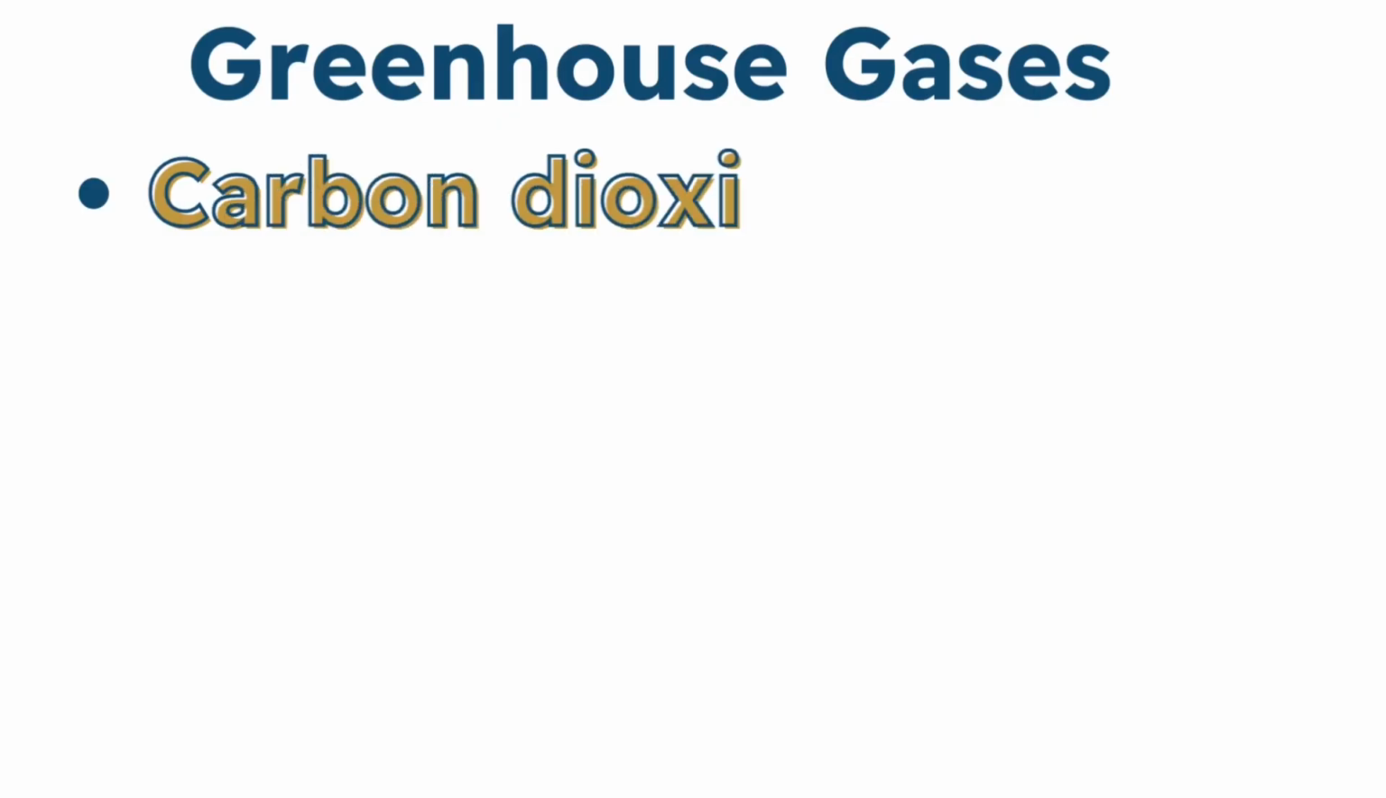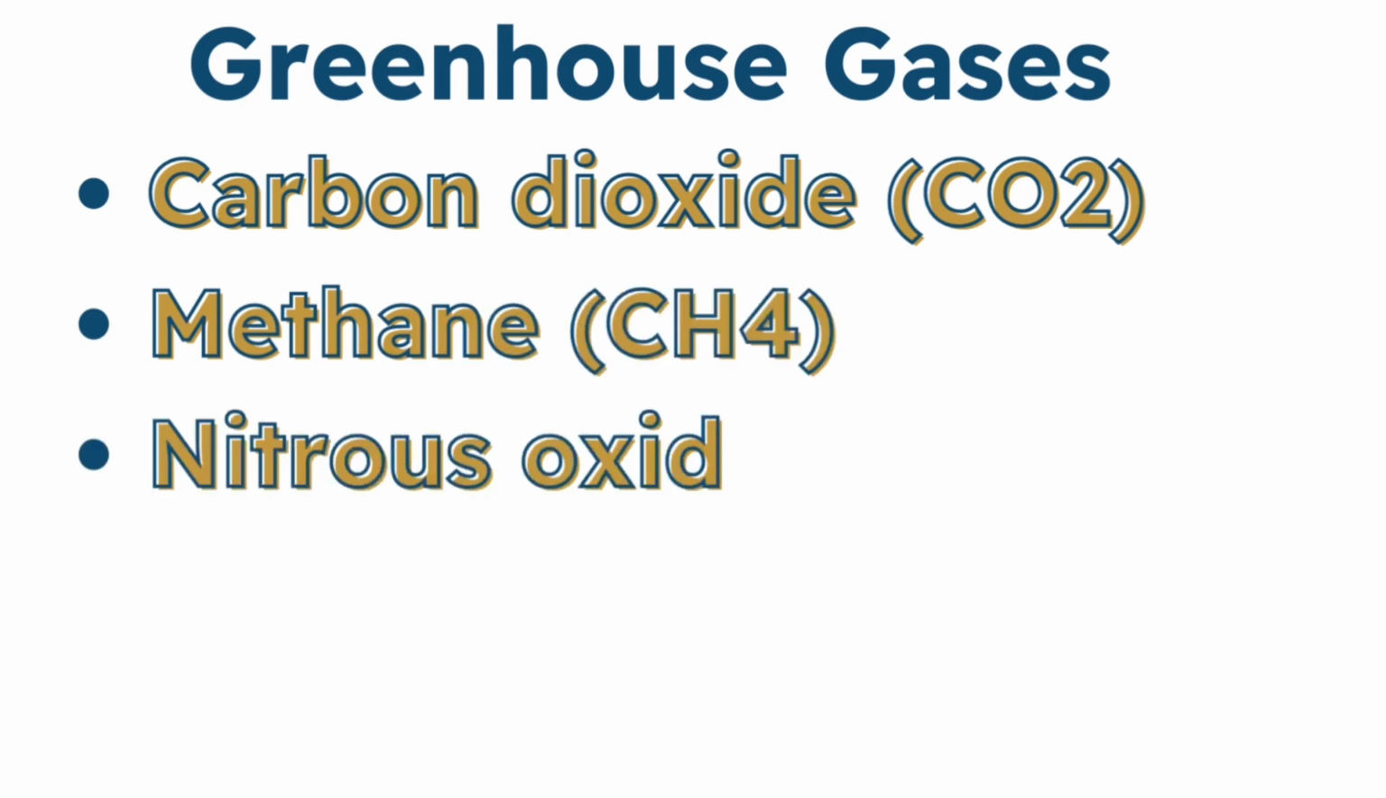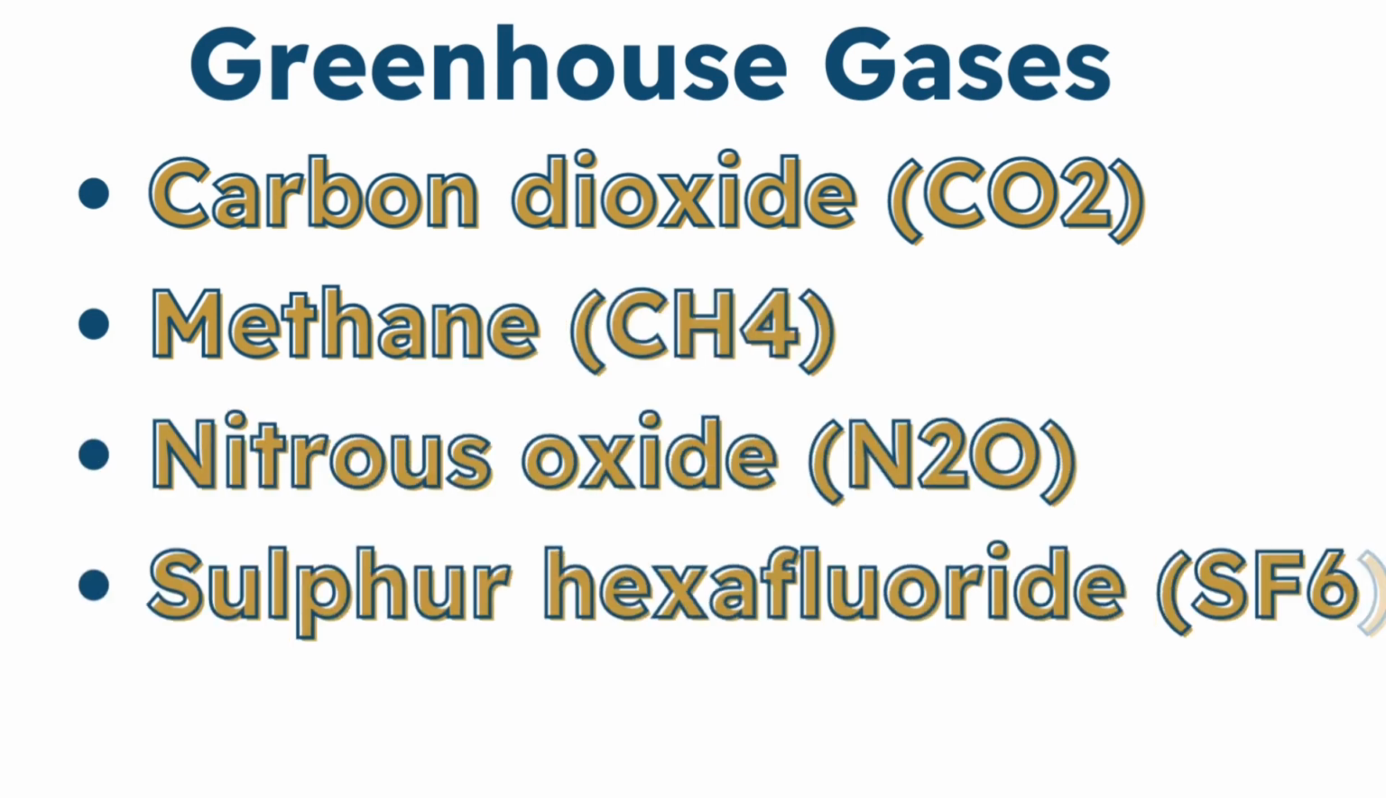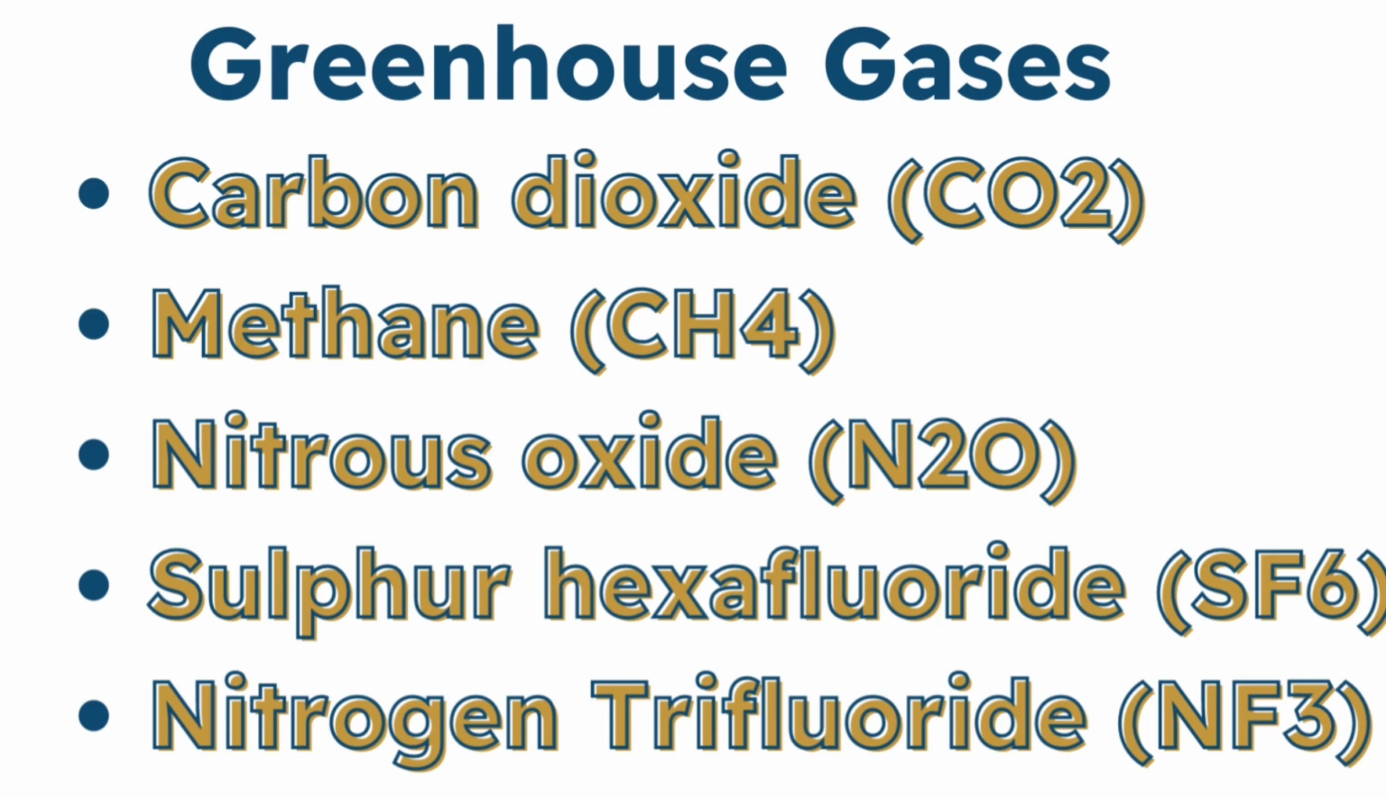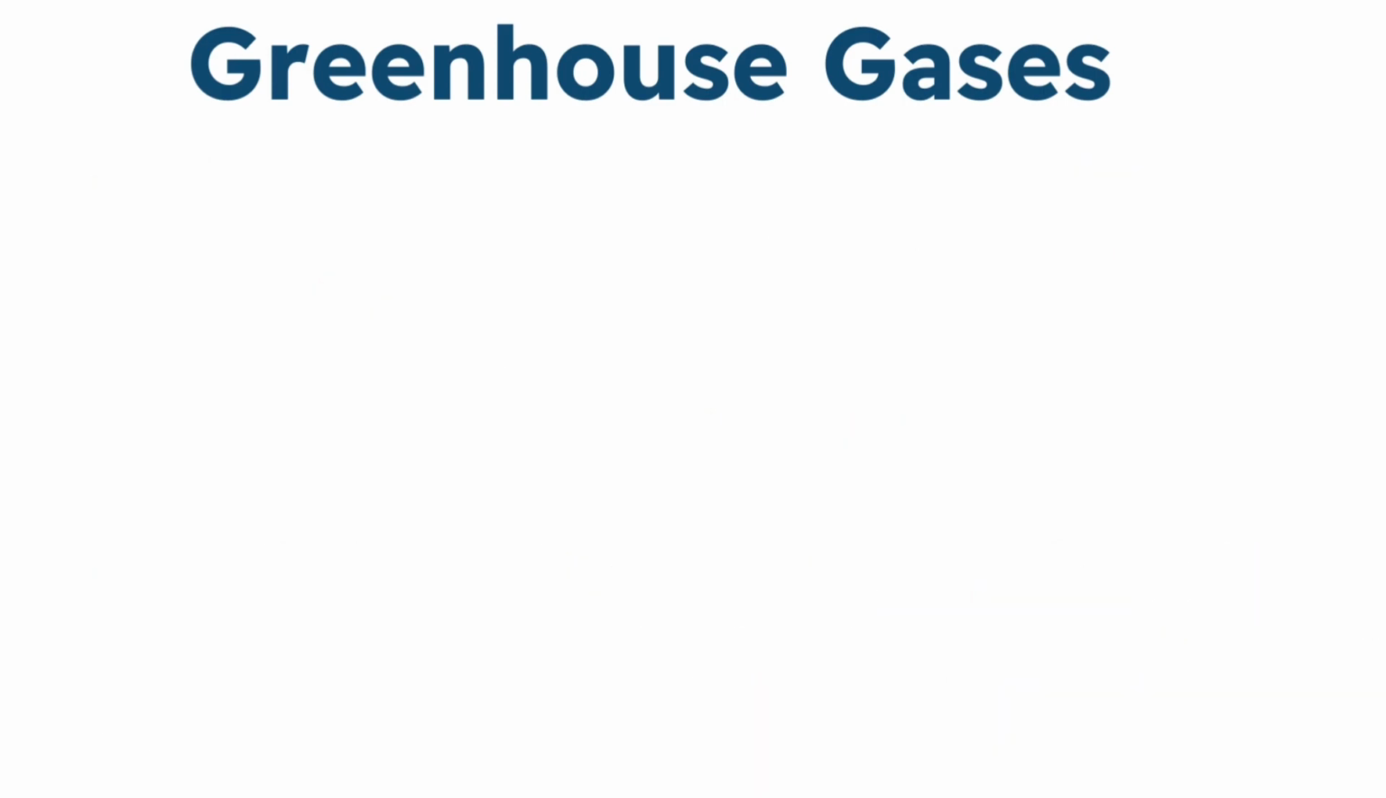We also have to include methane, nitrous oxide, sulfur hexafluoride and nitrogen trifluoride, and there are a number of other gases that can be included, but these are the main ones. When we start measuring a carbon footprint, you'll often hear 3 emission scopes: scopes 1, 2 and 3.